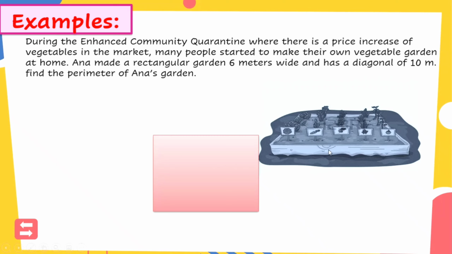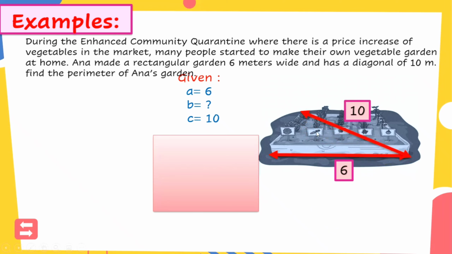So, assuming that this is Anna's garden, ang given natin is yung A, wherein 6 meters wide, so 6. And then yung C natin is yung ating diagonal na 10 meters. So, itong wide na ating rectangular garden is 6. Pagkatapos, yung kanyang diagonal is 10. Ang hinahanap natin ngayon is itong B para makuha natin yung perimeter. So, pwede natin i-apply yung Pythagorean Theorem. So, yung C natin is 10.